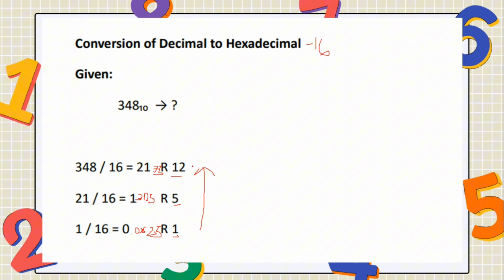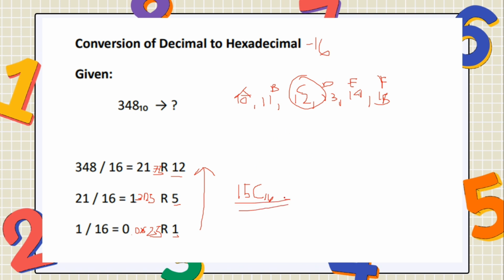Kung sobra siya sa 9, because from 0 to 9 is number, but since sobra man siya sa 9, it will be replaced into alphabet, which is the letter C, because 10, 11, 12, 13, 14, 15 has A, B, C, D, E, F. So 12 is C. So this is the answer for the conversion of decimal to hexadecimal. 16 base na siya.